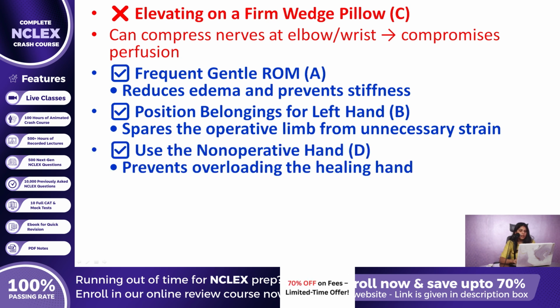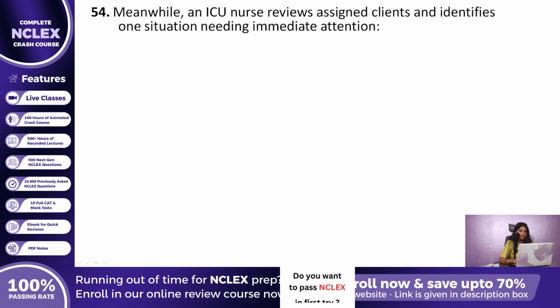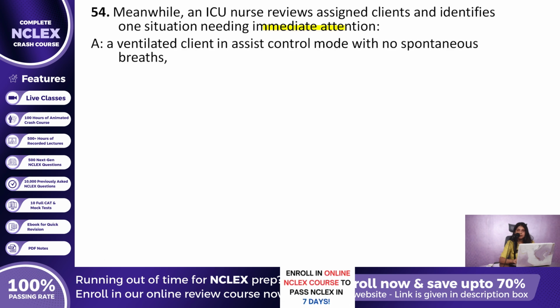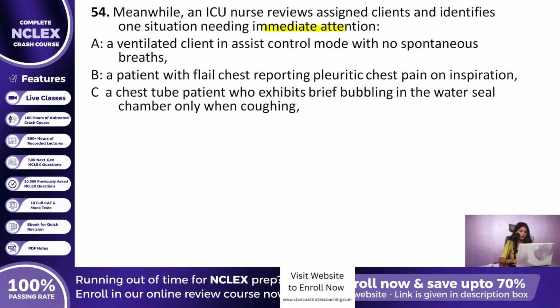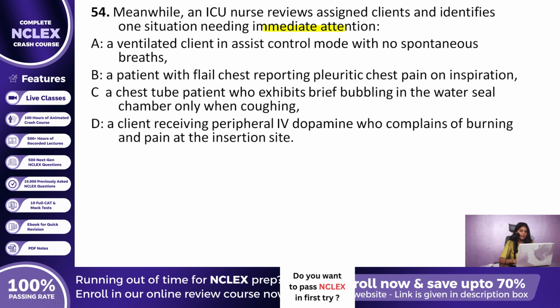Question 54. Meanwhile, an ICU nurse reviews assigned clients and identifies one situation needing immediate attention. A. A ventilated client in assist control mode with no spontaneous breaths. B. A patient with flail chest reporting pleuritic chest pain on inspiration. C. A chest tube patient who exhibits brief bubbling in the water seal chamber only when coughing. Or D. A client receiving peripheral IV dopamine who complains of burning and pain at the insertion site. The correct answer is D.